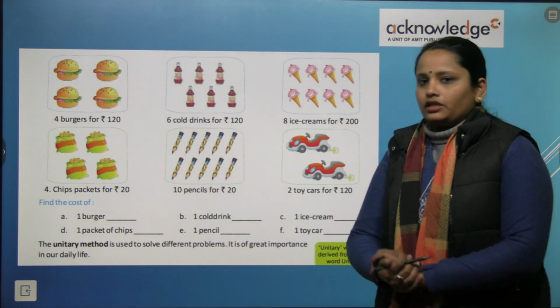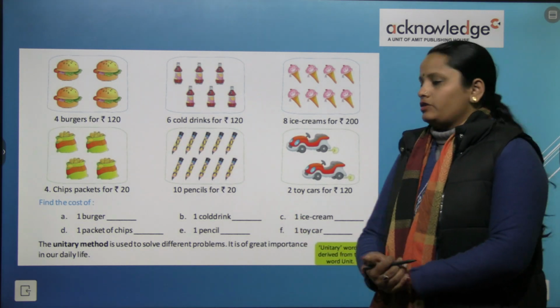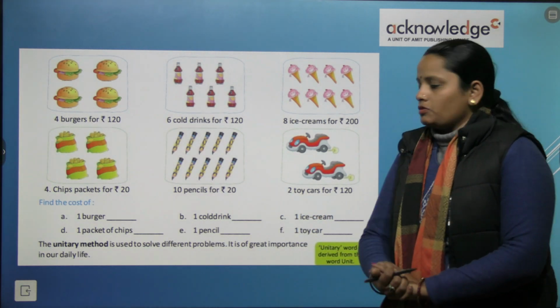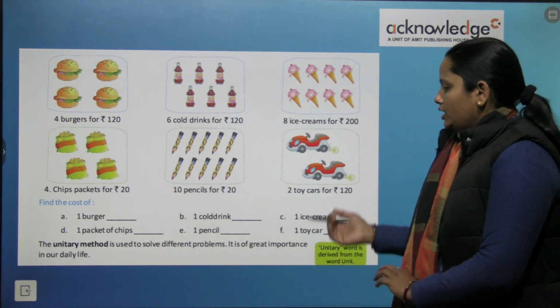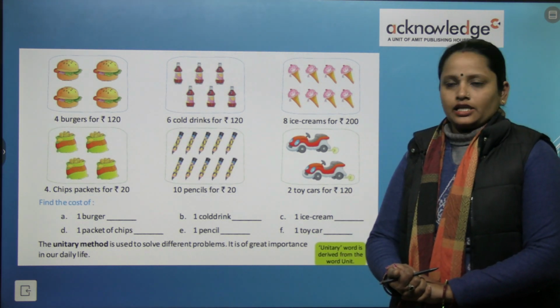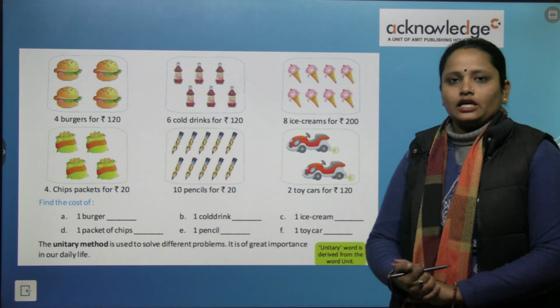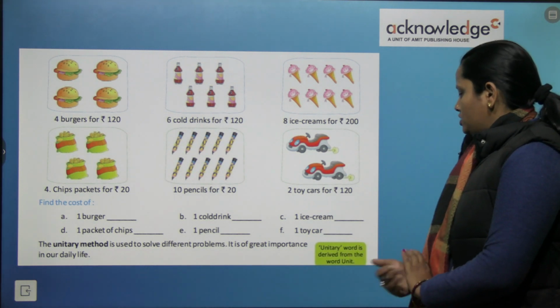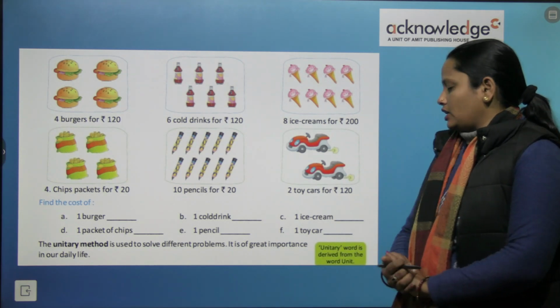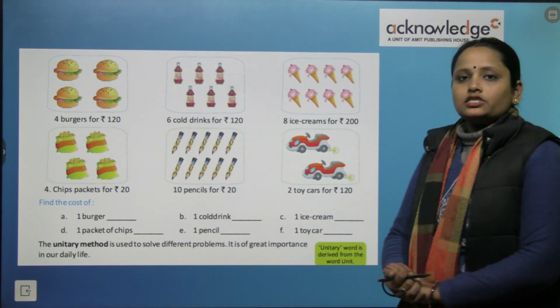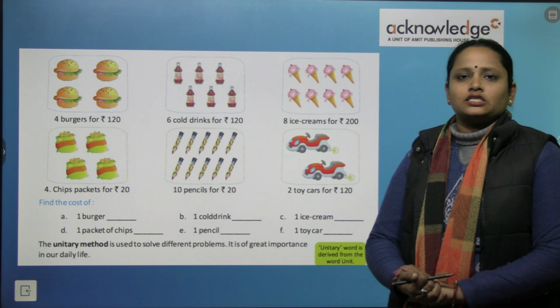The unitary method is used to solve different problems. यूनिटरी मेथड को हम यूज करते हैं किस लिए, डिफरेंट प्रॉब्लम्स को सॉल्व करने के लिए. It is of great importance in our daily life. हमारी लाइफ में ये काफी ज्यादा इंपॉर्टेंट होता है. Unitary word is derived from the word, और ये जो यूनिटरी वर्ड है ये यूनिट वर्ड से बना हुआ है and unit means one.